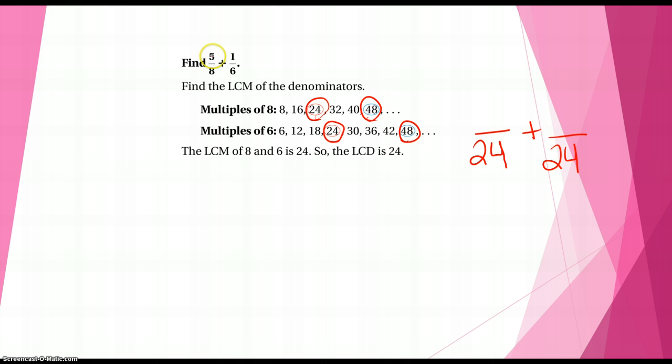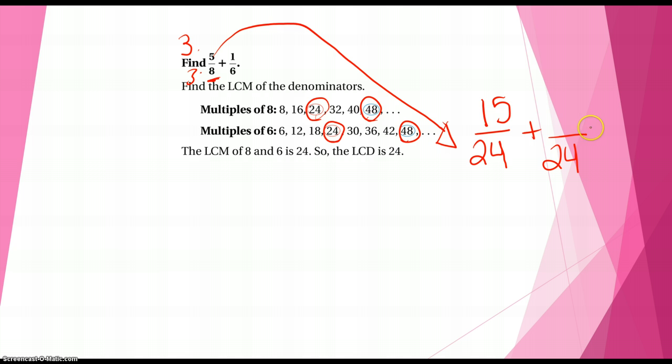When I took 5/8 and made it into this fraction with my new common denominator, I had to do something to this denominator, 8, in order to get my new denominator, 24. When we ask ourselves, what do we do to 8 to get to 24? We can look at our list of multiples if we want to. We're multiplying by 3. If I multiply by 3 in the denominator, I'm also going to multiply by 3 in the numerator. Whatever I do to the bottom of my fraction, I have to do to the top of my fraction. I multiplied by 3 in my denominator to get 24, so I'm going to multiply by 3 in my numerator to get 15. Here's my new numerator.